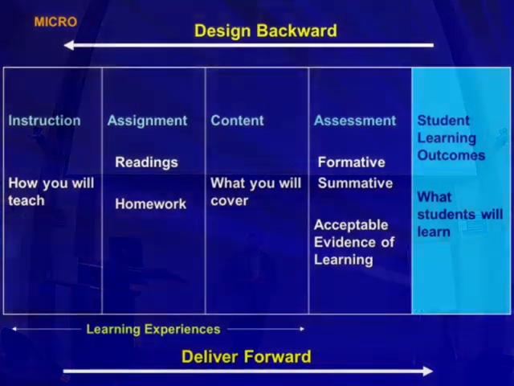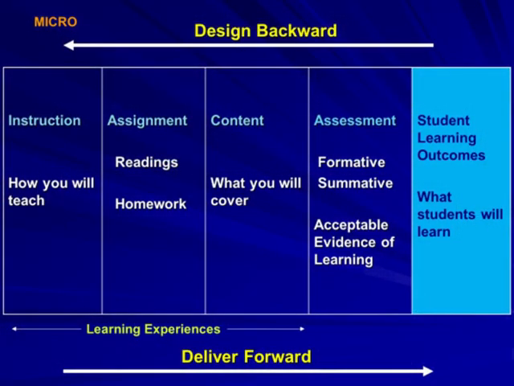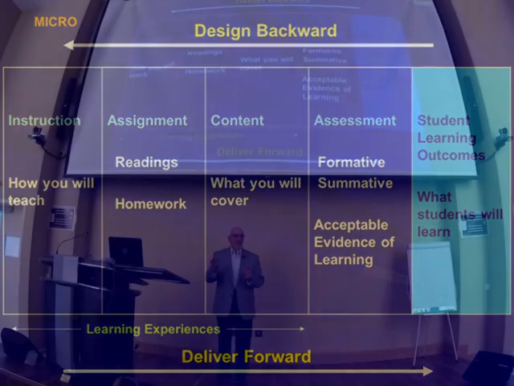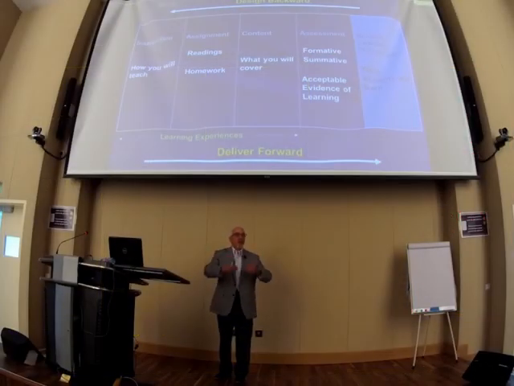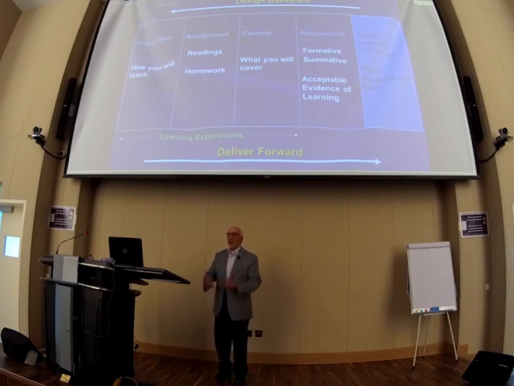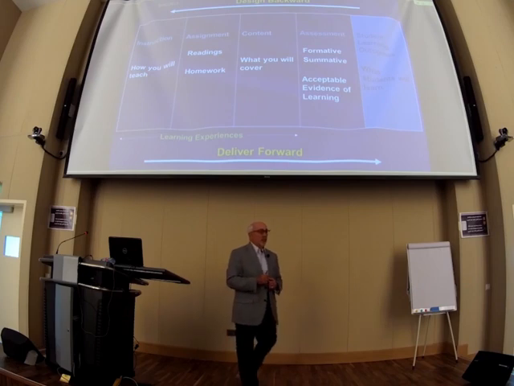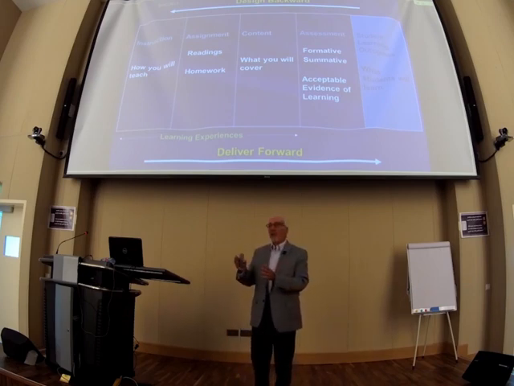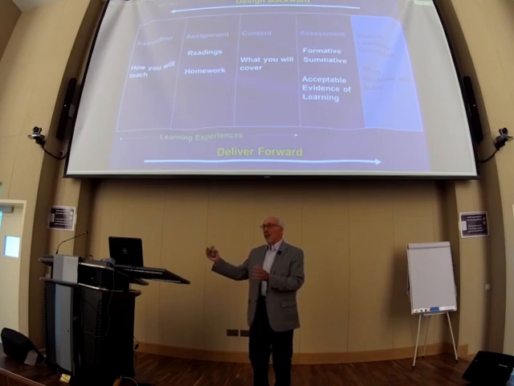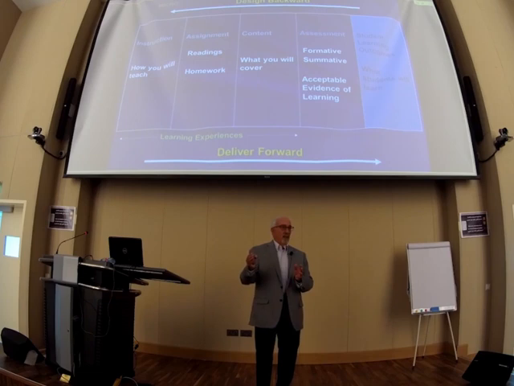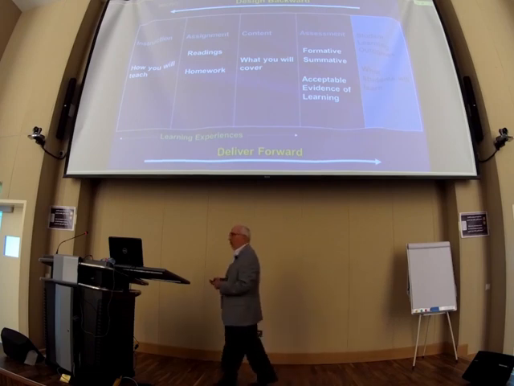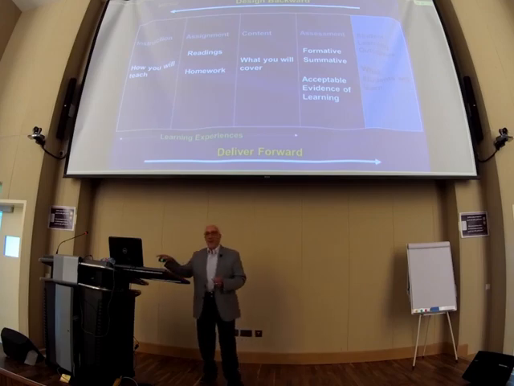So here's another way of looking at backwards course design. You start with student learning outcomes, what students will learn. Then you develop your assessments. How am I going to measure whether they have attained that learning outcome? Then I build in content and assignments. What do I want to cover? How am I going to assign and break that down into tasks, to homework, to tests? And then I develop my instruction. So the instruction comes after one understands what the learning outcomes are and what the content is in the assessments. So you design it backwards, but you deliver it forwards.